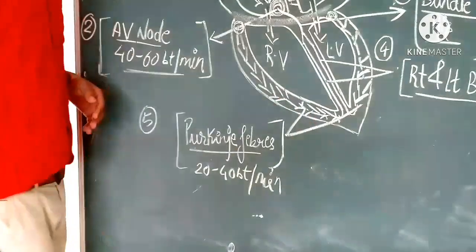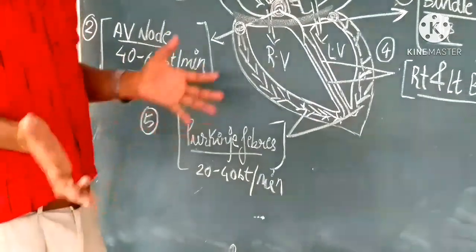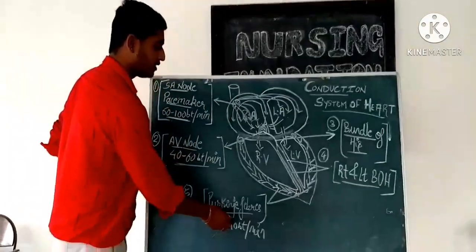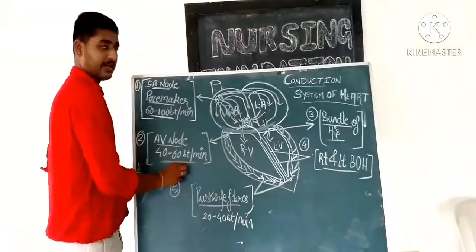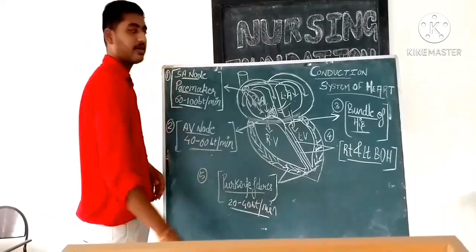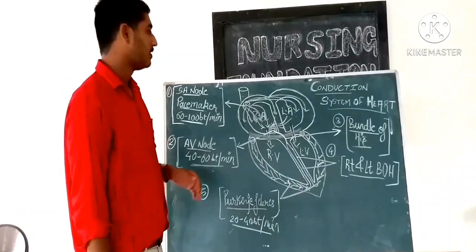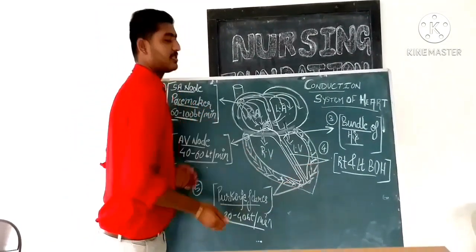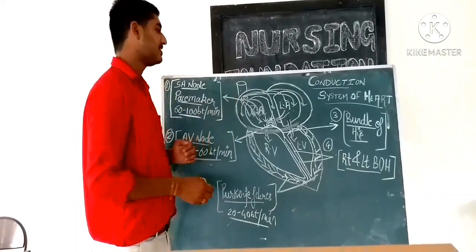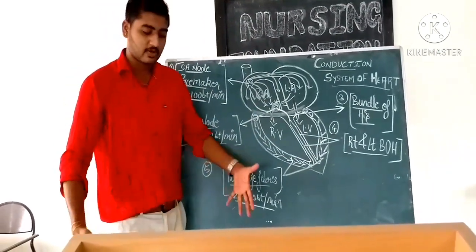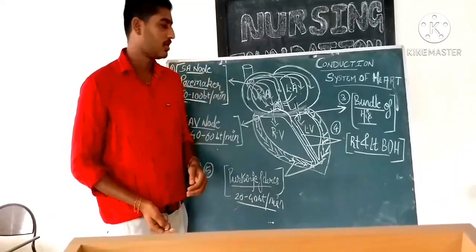Now these Purkinje fibers also have the ability to auto-generate the action potential or the electrical impulses, but the ability is again reduced compared to the AV node, and it is only 20 to 40 beats per minute. So these small fibers will carry the electrical impulses throughout both ventricles, and then they will contract from bottom to the top.